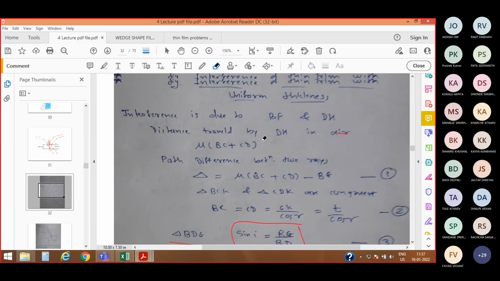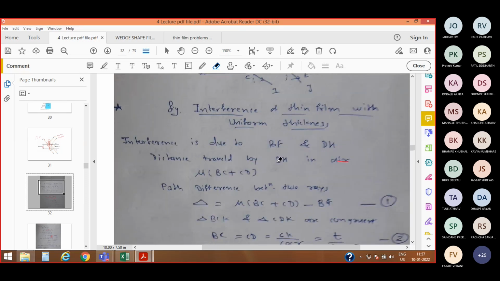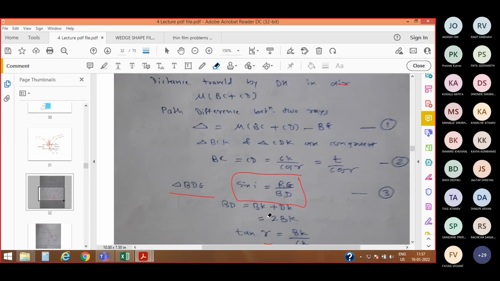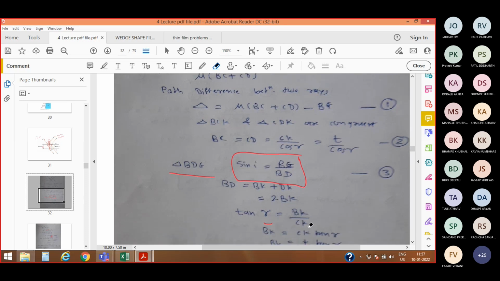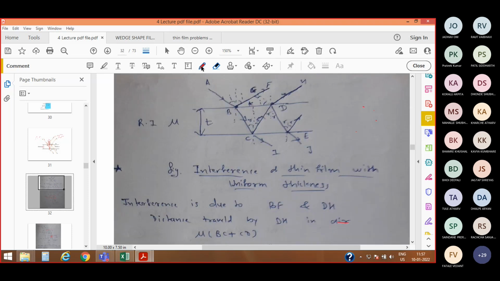Since both the lines are equal, BK is equal to KD. So I am writing it like this: BD is equal to BK plus KD. So it is nothing but 2 times BK. Okay. So tan of R is equal to BK upon CK. What is tan of R? Tan of R means this angle.